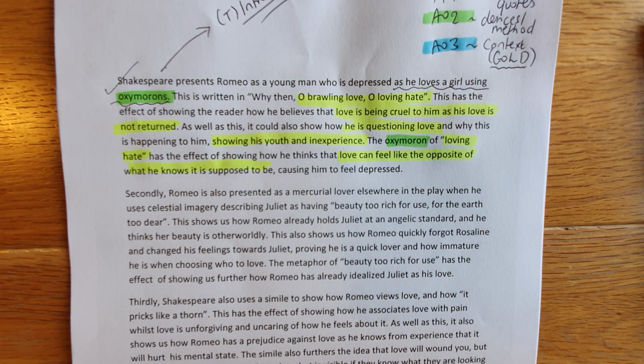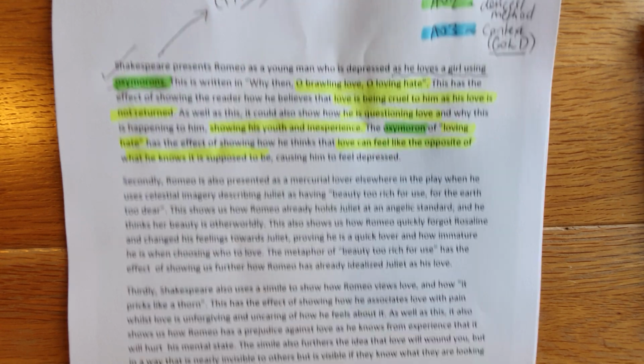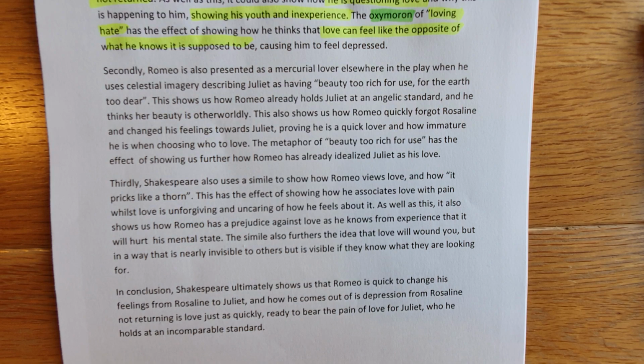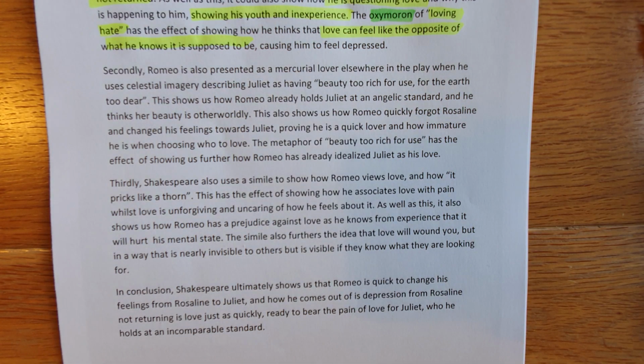It does get much stronger, and at this point as an examiner I'm thinking this reads like quite a solid 5. Okay, but it could get better and better, and it certainly does. Secondly, Romeo is presented as being a mercurial lover elsewhere in the play.